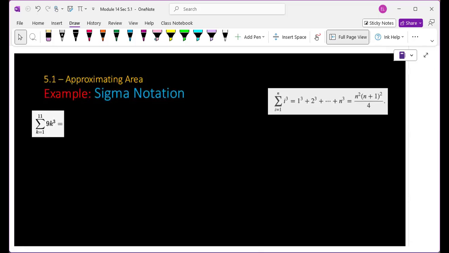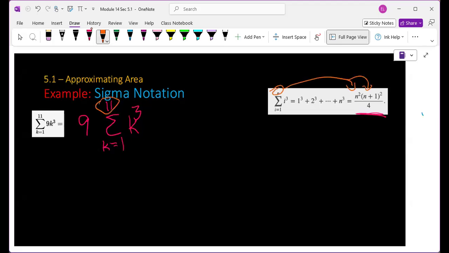So if I wanted to know what the sum of 9 times k cubed was for k equals 1 to 11. The first thing is that 9 is a constant. I can factor it out. So this is 9 times the sum from k equals 1 to 11 of k cubed. Now I can use my formula over here. So my n number is what shows up in the formula. My n number here is 11.